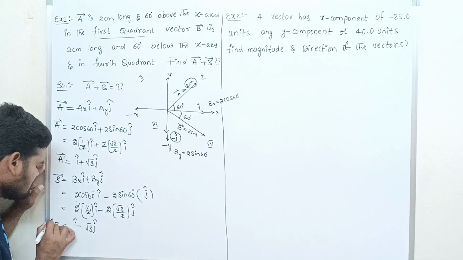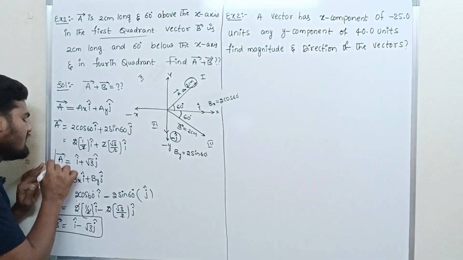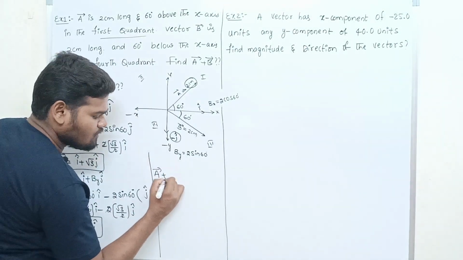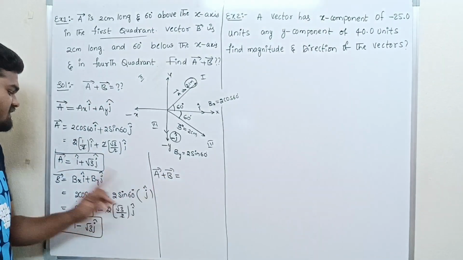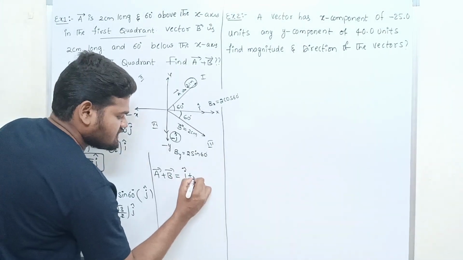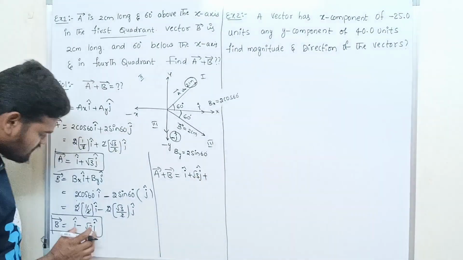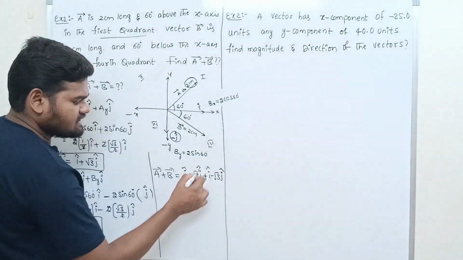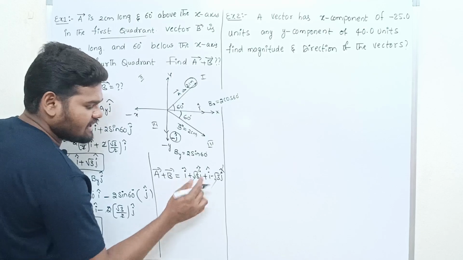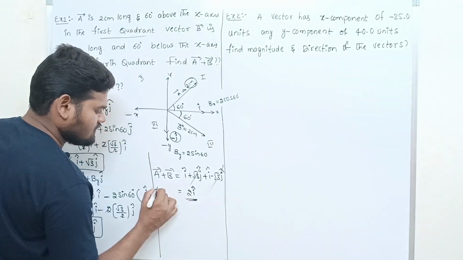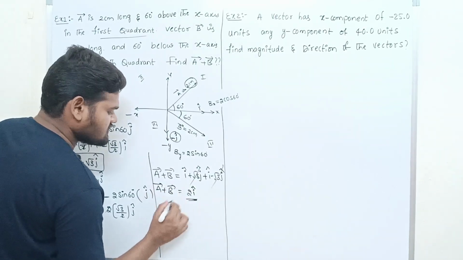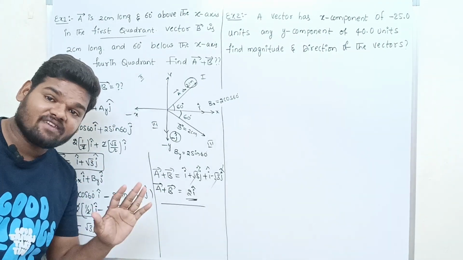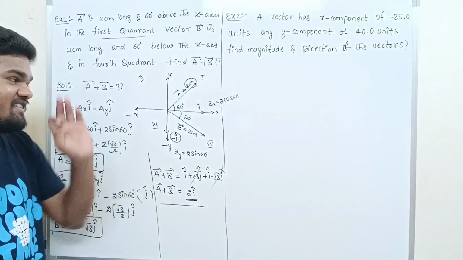So this is the B bar vector, and we have the A bar vector and the B bar vector. What they are asking is A bar plus B bar is equal to how much? What is the value of A bar? I cap plus root 3 j cap, plus the B bar vector, I cap minus root 3 j cap. The plus root 3 j cap and minus root 3 j cap cancel out. I cap plus I cap is 2 I cap. So A bar plus B bar is equal to 2 I cap. Any difficulty? No difficulty now? Easy problems. Okay, very good.